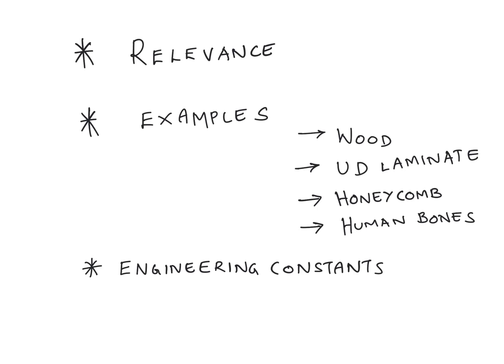Then I went on to describe a few examples of orthotropic materials: wood, a unidirectional laminate, honeycomb, and a few of the human bones are modeled as orthotropic materials in recent studies in prosthetics. Then we started talking about engineering constants. If you remember, for an isotropic material, we just require two constants, Young's modulus and the Poisson's ratio, to completely describe the response of that particular material against a given loading.